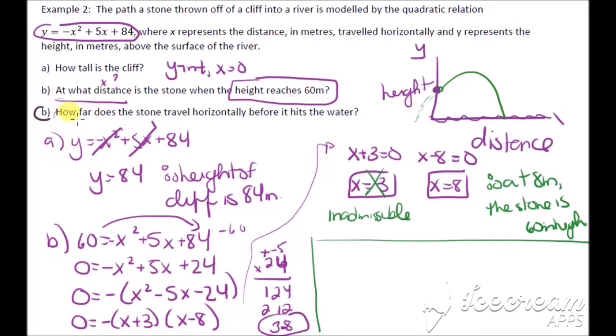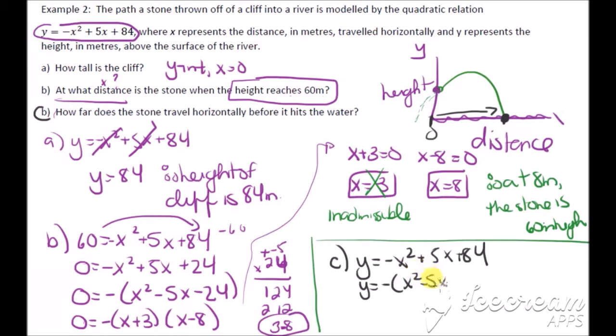Okay, and then C. How far does the stone travel horizontally before it hits the water? So when it hits the water, we're looking for this number because we're going from 0 to this number. But we're going to go back to the original equation, not the equation with the 60. So let's go ahead and factor out the negative 1, and we're left with x squared minus 5x minus 84. So what two numbers multiply to 84 and add to negative 5?